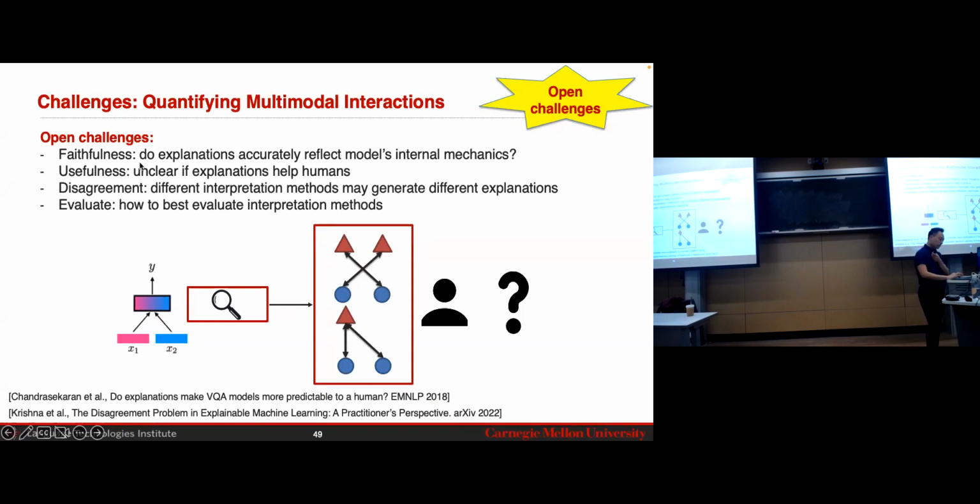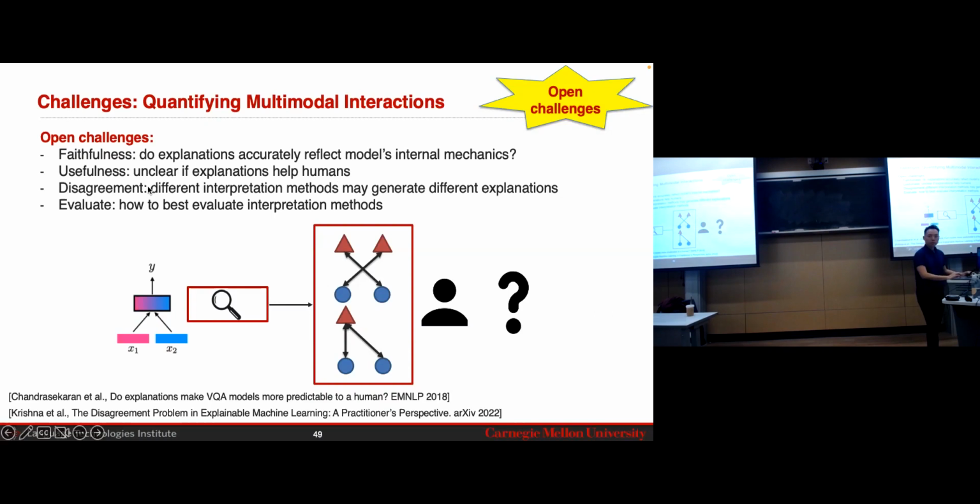There's usefulness issues. One of this is the reading assignment for this week. Do VQA explanations actually make models more predictable to a human? Right? So it's still unclear what type of information that you quantify is going to be useful to a downstream task for a human.